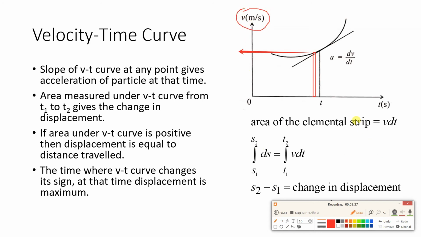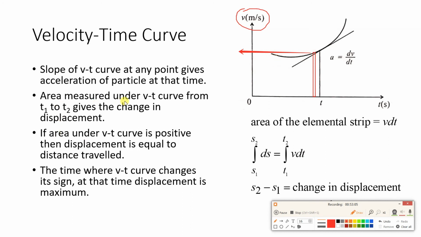So V into this thickness of the strip, it is dt. That will be the area of that elemental strip, which we have considered on this velocity versus time diagram. Now what is this V dt? If you recall, what is V? ds upon dt. So what will be ds? ds is equal to V dt. So basically area under the same thing is written.